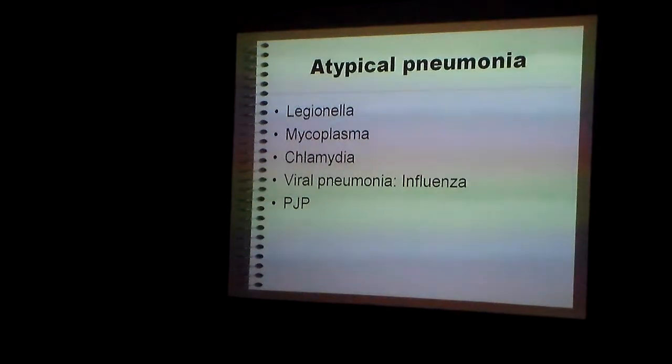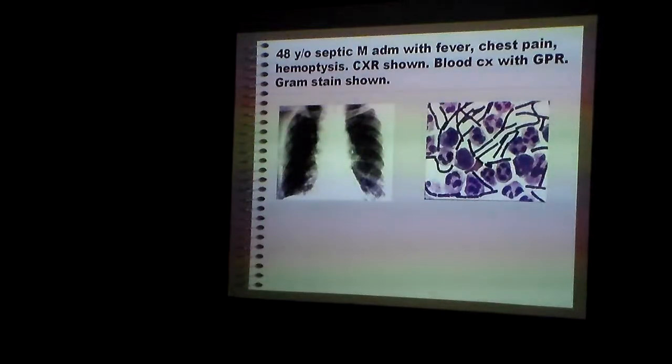But remember, the atypical pneumonia bugs that you will commonly encounter and are covering for are Legionella, Mycoplasma, and Chlamydia. In this flu season, you want to have influenza in the back of your mind. If somebody's coming with atypical pneumonia, you should be checking for flu, and PJP in certain populations.